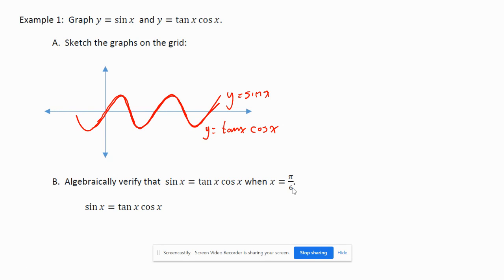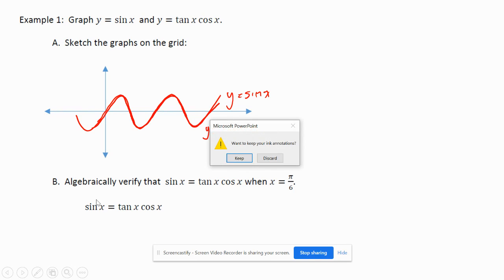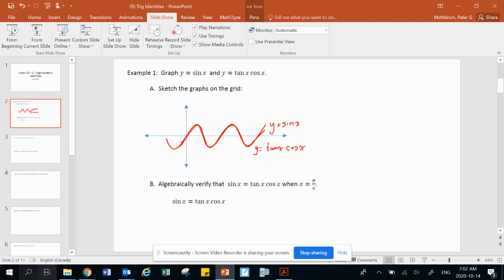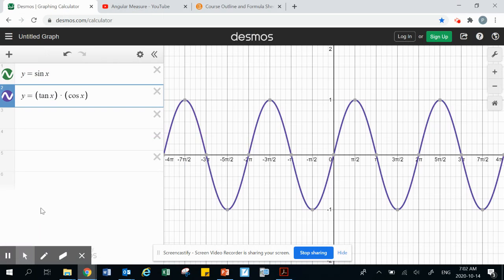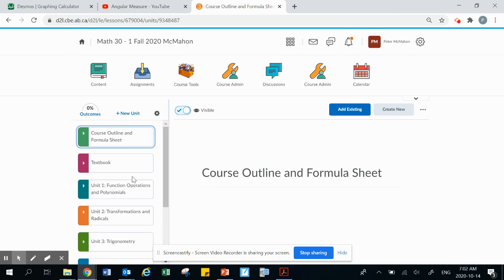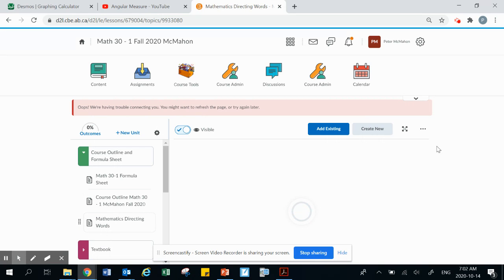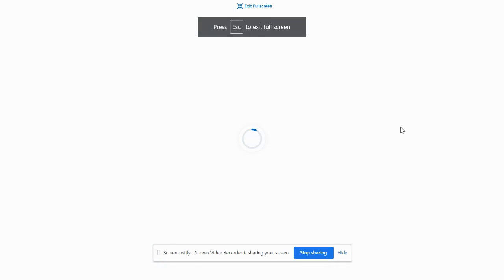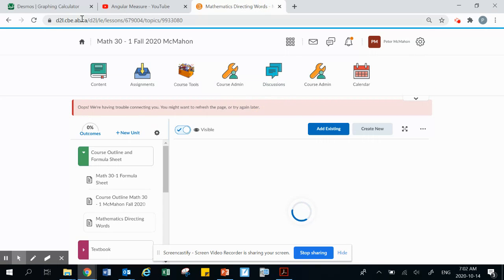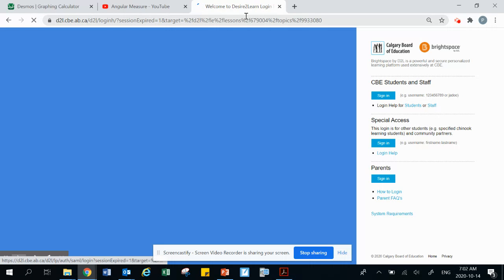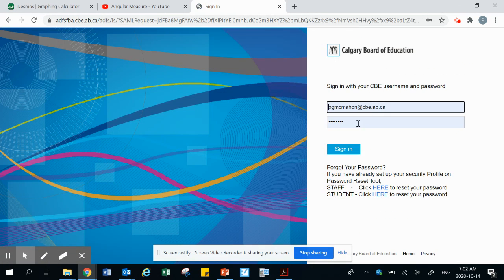Bear with me for a second, here, guys. I'm just going to pull up another note over here. If we look at our mathematics directing words page, give me a second, guys. Sorry, I was going to log back in.